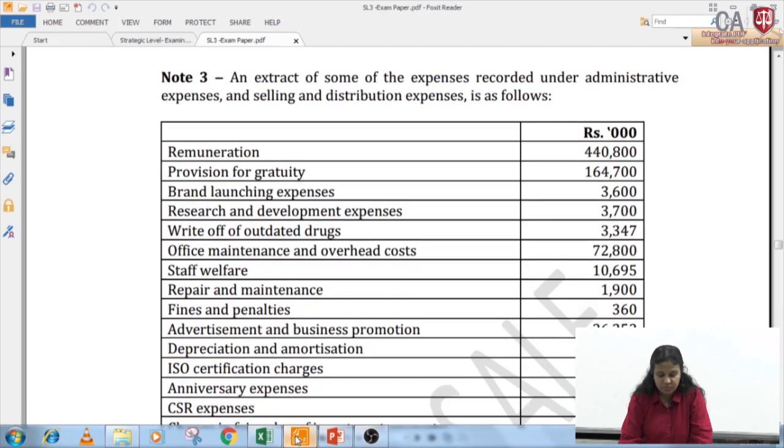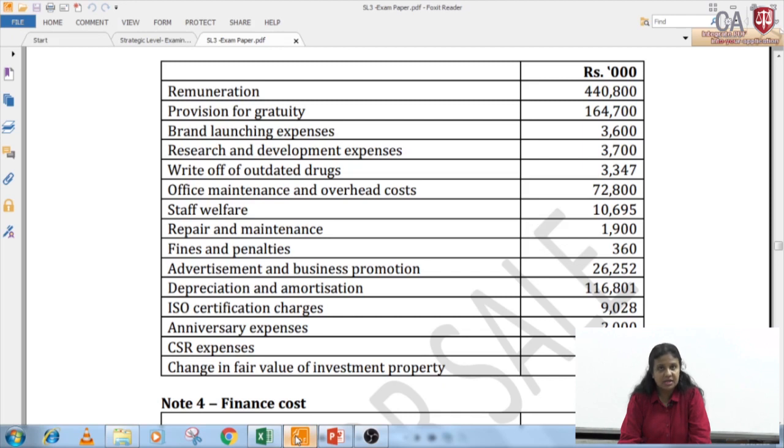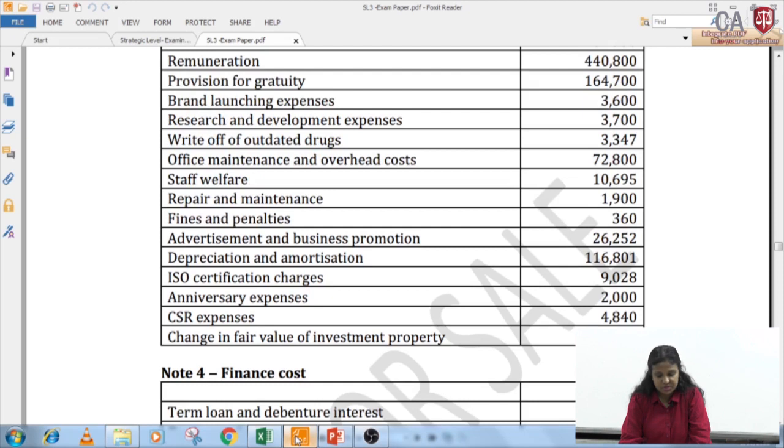Office maintenance and overhead cost, it's normally allowable, we will see. Staff welfare, normally allowable, but if there are adjustments we need to do. Repair and maintenance, we have to apply section 14. Fines and penalties, it's disallowed under section 10 subsection 1b, but if it is paid to the government, we have to look at the information. Advertisement and business promotion, normally allowable, but if there is an adjustment we need to look at. Depreciation and amortization, disallowed under section 10 subsection 1b.